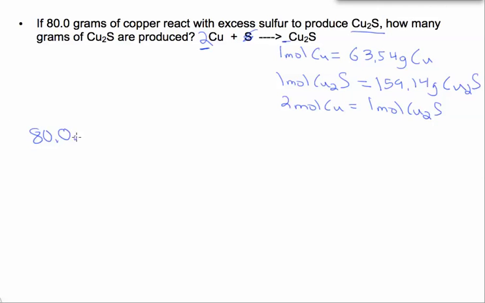80.0 grams of copper, and see that I wrote the 0.0 so that when I go back and count significant figures, I get that correct. We're trying to cancel out grams of copper, so we're going to put the molar mass of copper on the bottom. The molar mass of copper equals 1 mole. So we start with 1.25905 moles of copper.